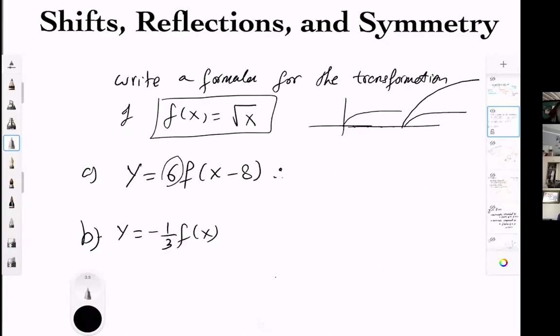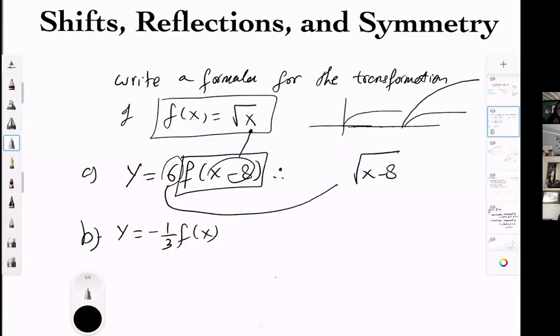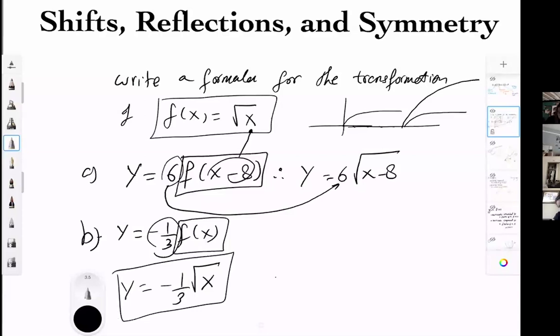First, f of x equal to root x, so f of x minus 8, I plug x minus 8 there. It's going to be radical x minus 8. The 6 is outside, so it goes outside. So this will be your new function. For this one, f of x stays the same, so f of x is root x. Only negative 1/3 is going to be multiplied by this. And you're done.